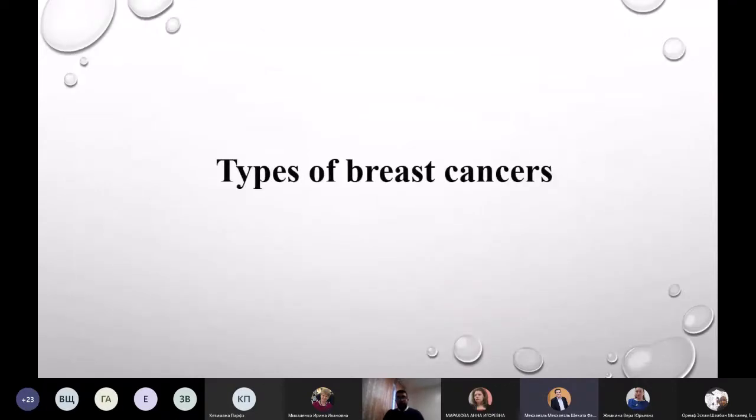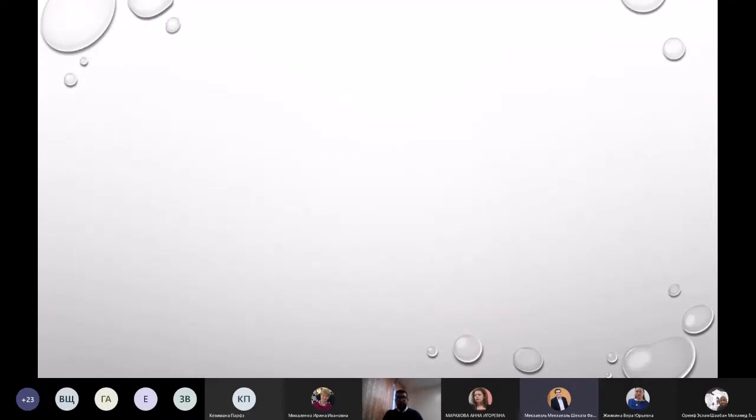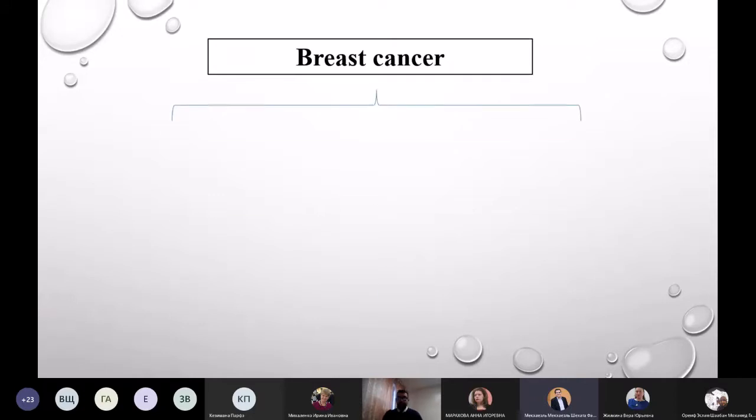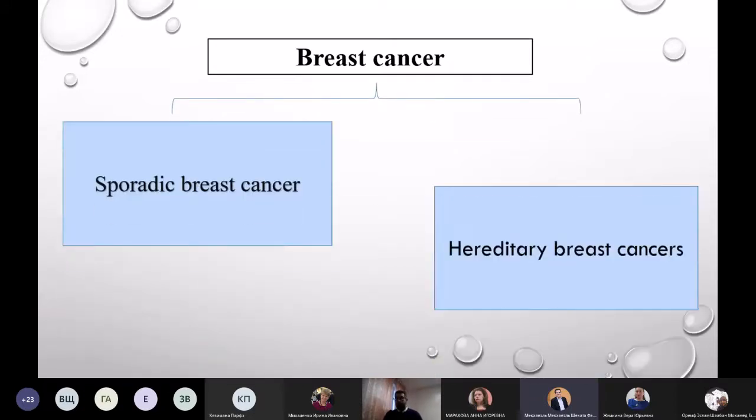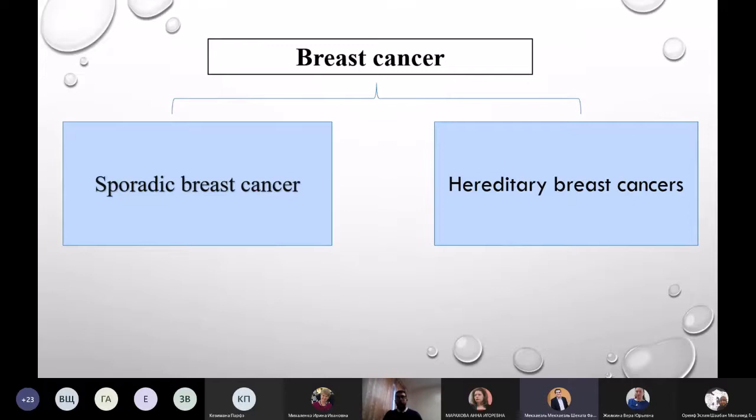Breast cancer can be divided into two types. Sporadic breast cancer, which is the most common, results from accumulation of uncorrected mutations in somatic cell genes, and hereditary breast cancer, which results from the loss of heterozygosity at the level of tumor suppressor genes, such as BRCA1 and 2 in classic hereditary breast cancer or P53 in Li-Fraumeni syndrome.